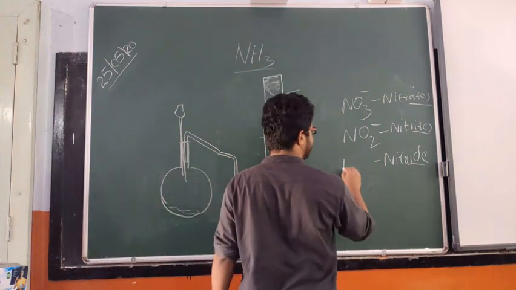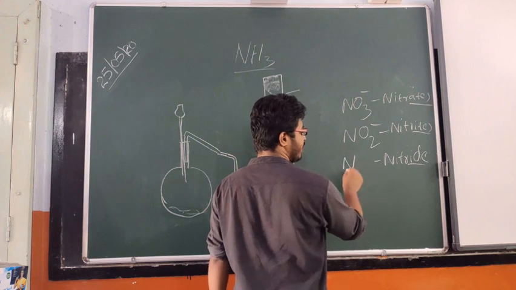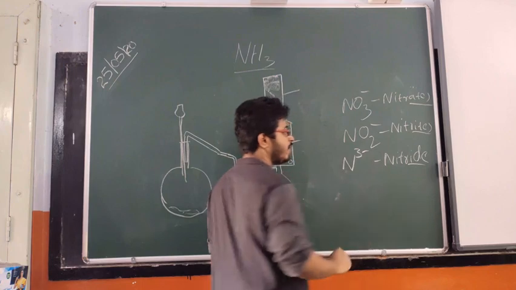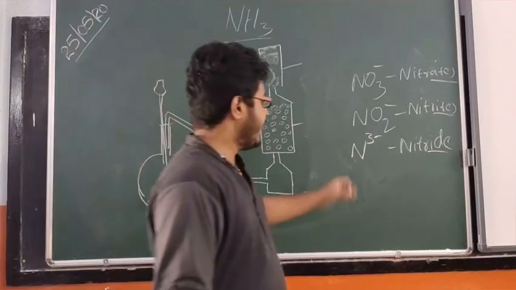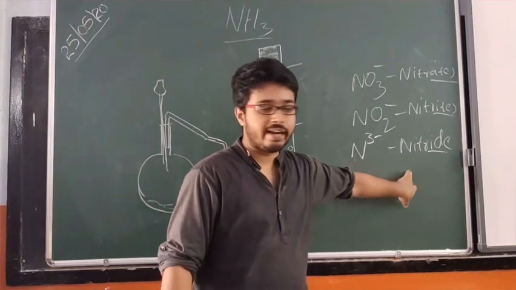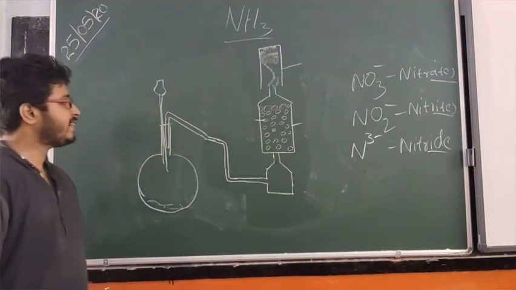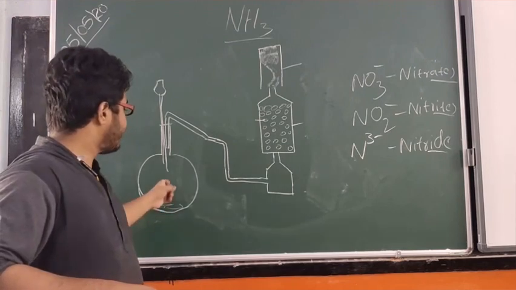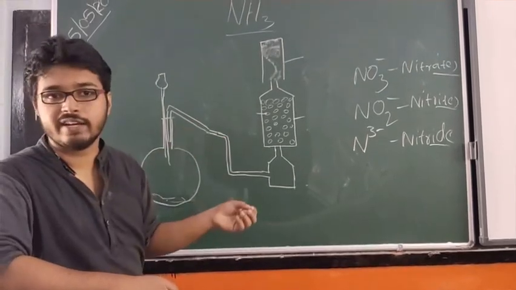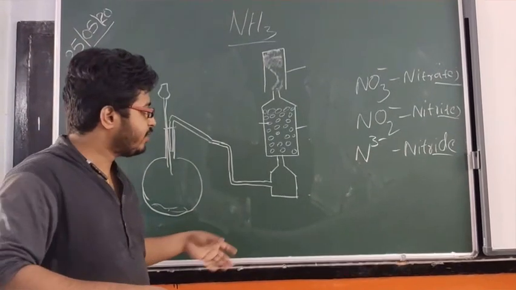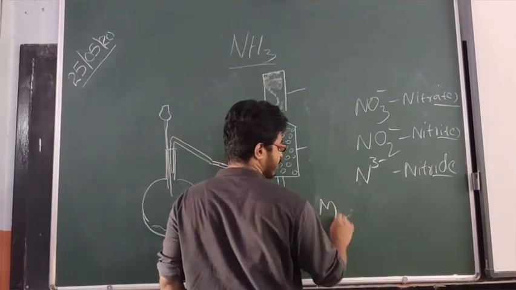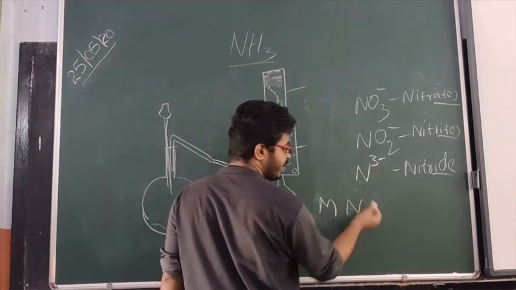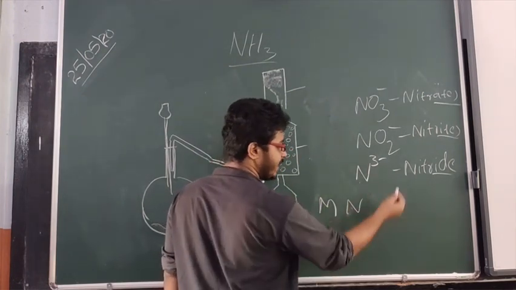So the nitrogen which doesn't contain any oxygen is just a nitrogen atom. It has a charge of -3. N3 minus is called the nitride ion. Here, in the second part of laboratory preparation of ammonia, one of the reactants that we are using is a metal nitride. The metal will be the cation, and the anion will be the nitride ion.